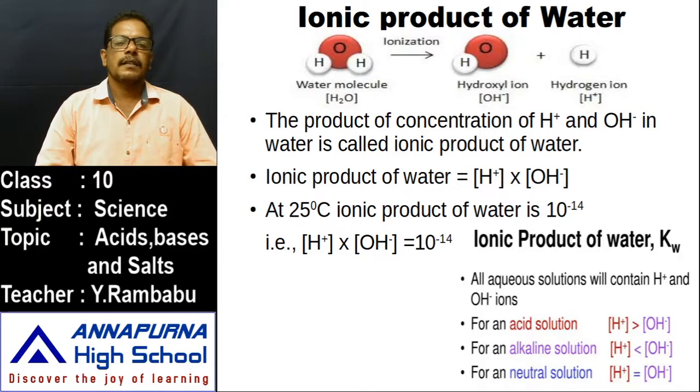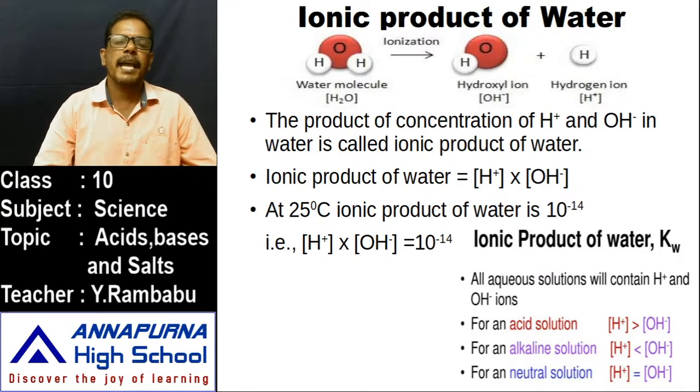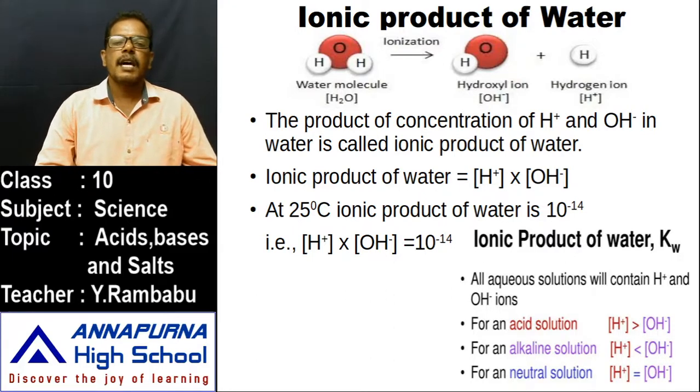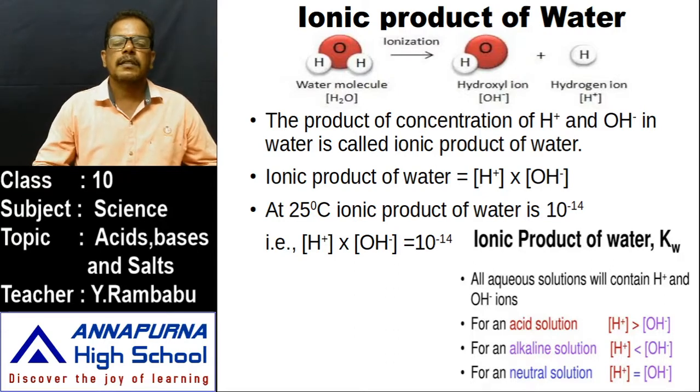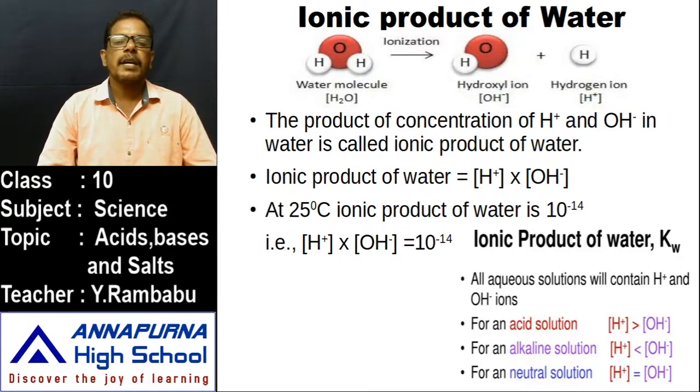Ionic product of water. If we take the reverse reaction, that means when these H plus ions and OH minus ions are combined, what is formed actually? Water is formed. That's why this product of concentration of H plus ions and OH minus ions, that means if the H plus ions concentration is multiplied with the OH minus ions concentration, then that product is called the ionic product of water. Simply, this ionic product of water is denoted with Kw.